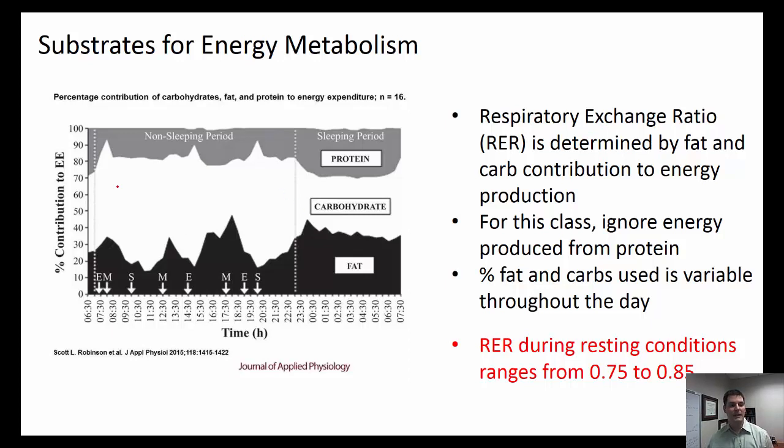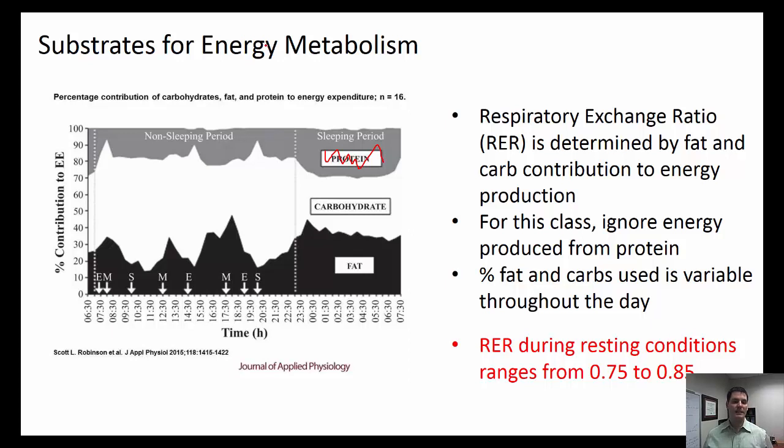If we look on the left-hand side of the screen here, what we can see is fat in dark black, carbohydrate in white, and protein in gray, and essentially what percentage of the energy each of these three substrates is providing. Again, we can ignore protein for this class and for lecture, as A, this is complex, and B, it provides relatively small amounts of energy.